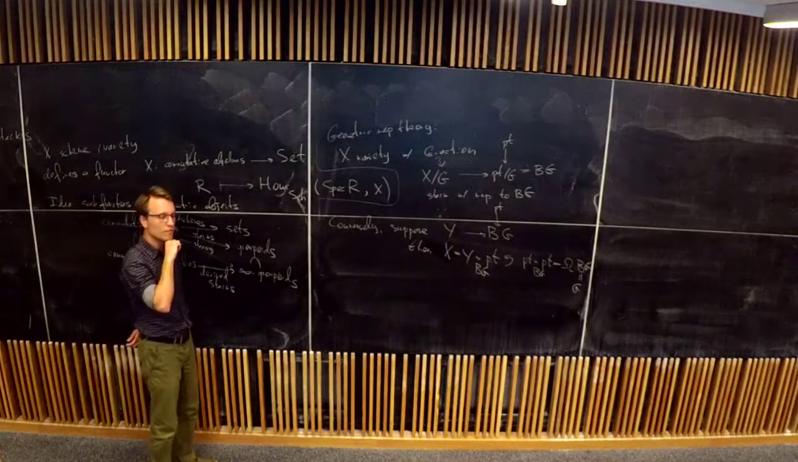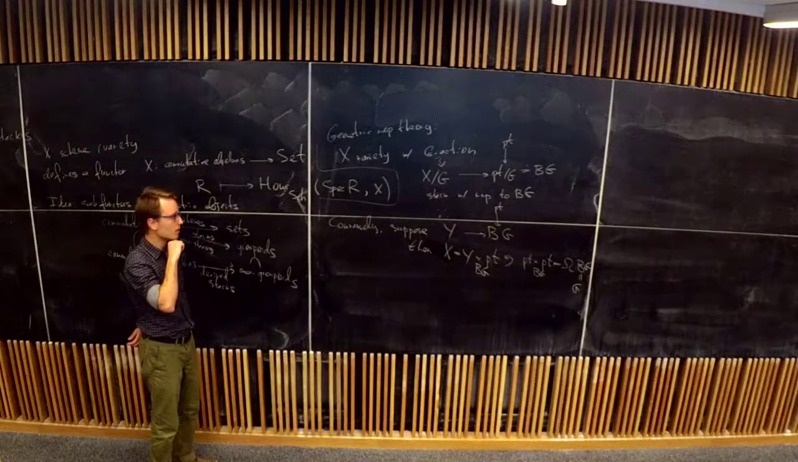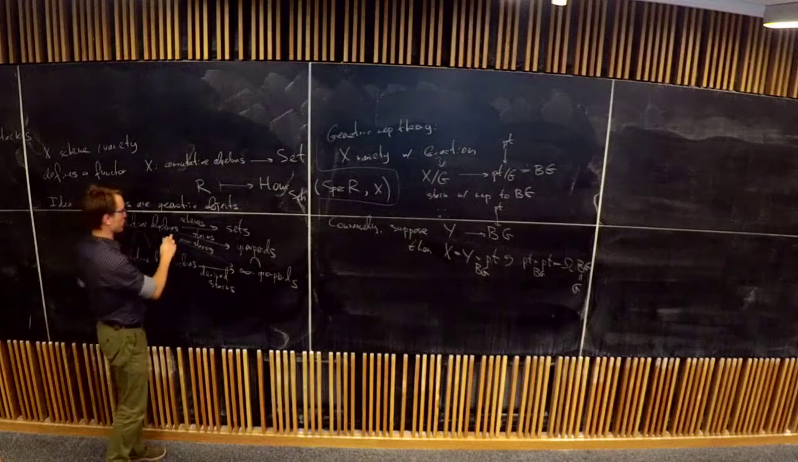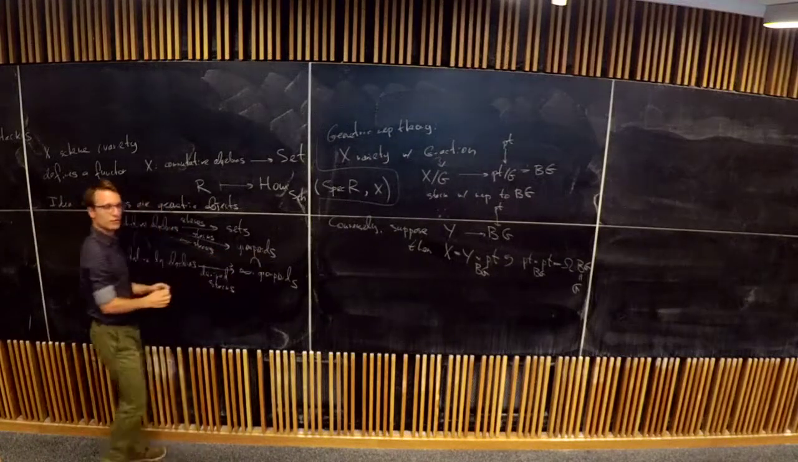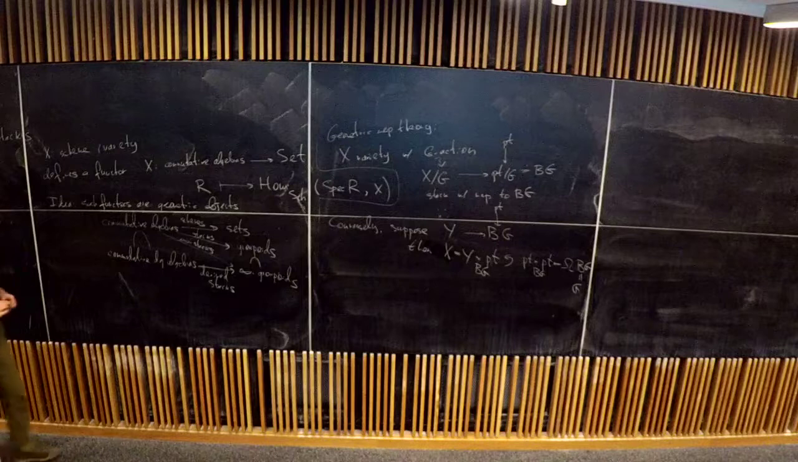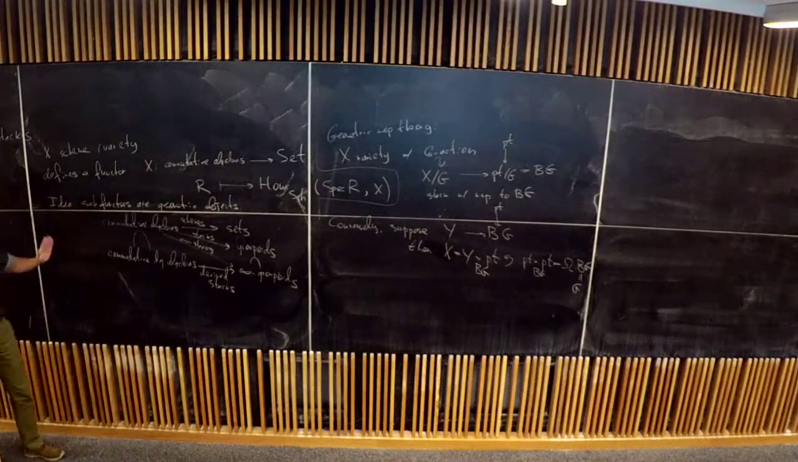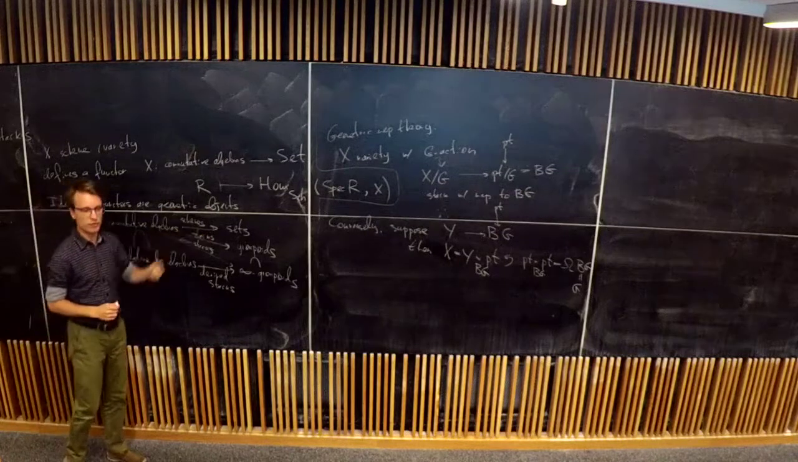So how do we think about stacks again? I should know this, but I forgot. For now, think about stacks as functors from commutative algebras to groupoids. And I will define what I mean by a stack X mod G later today. But for now, the definition is just the functor from commutative algebras to groupoids.